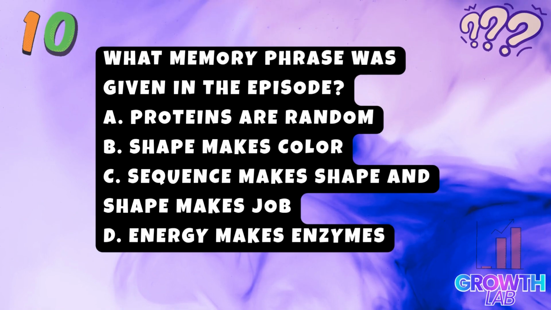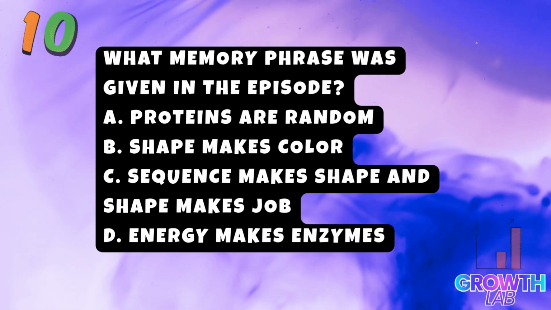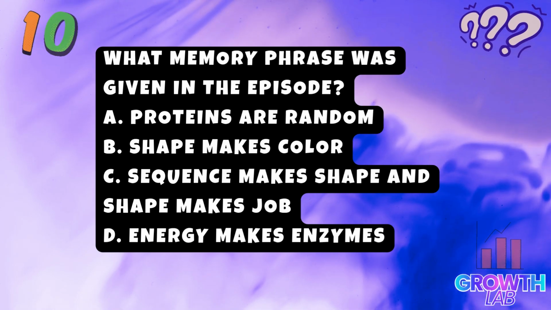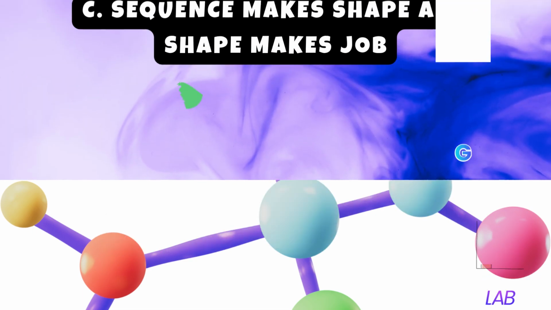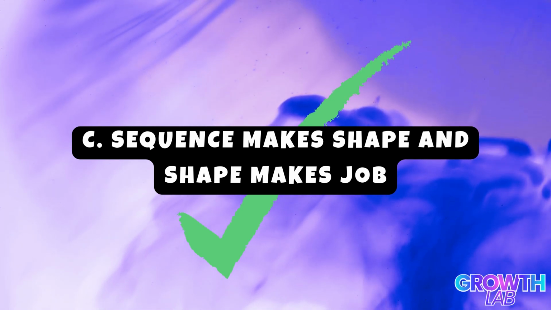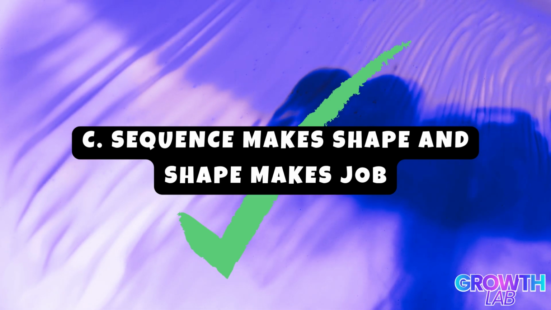Question 10. What memory phrase was given in the episode? Answer options are: Option A, proteins are random. Option B, shape makes color. Option C, sequence makes shape and shape makes job. Option D, energy makes enzymes. Correct option is option C, sequence makes shape and shape makes job, because sequence determines structure and function.